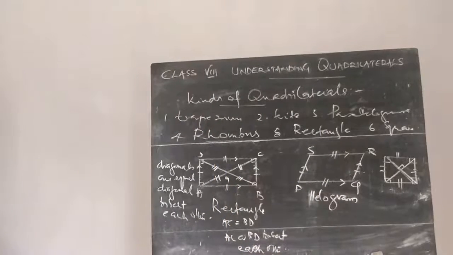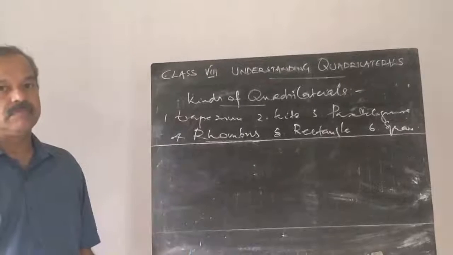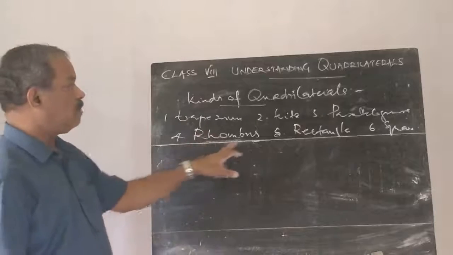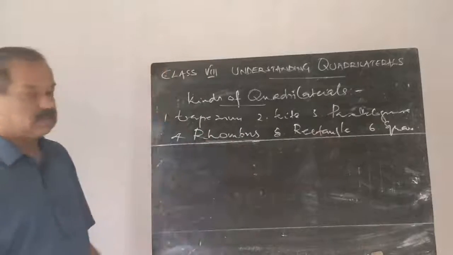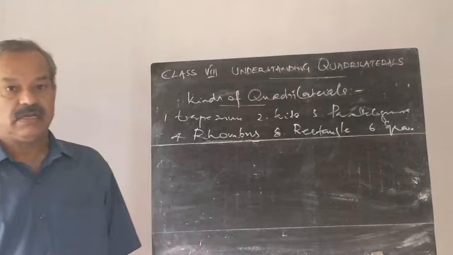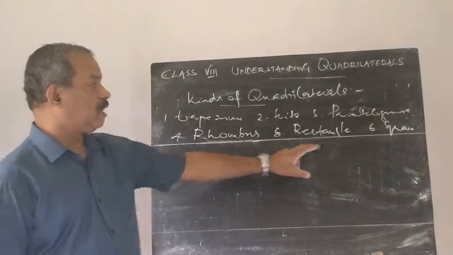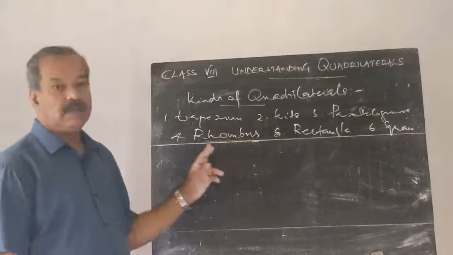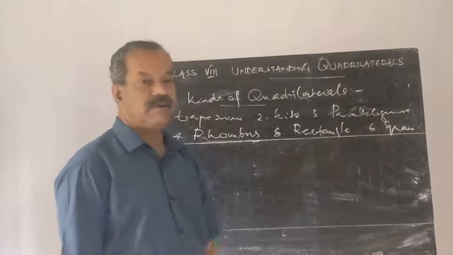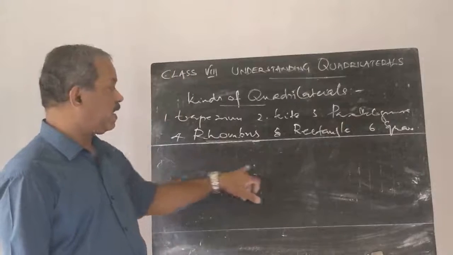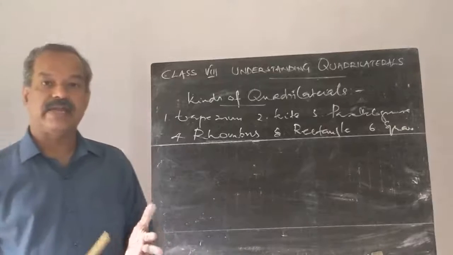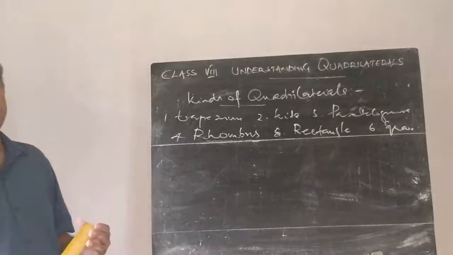Now let us see the properties of rhombus, rectangle and square. What is a rhombus? Rhombus is a parallelogram in which all the four sides are equal. So all the properties of parallelogram are satisfied by a rhombus. Since rhombus has one more property than parallelogram, its diagonals are perpendicular bisectors of each other.